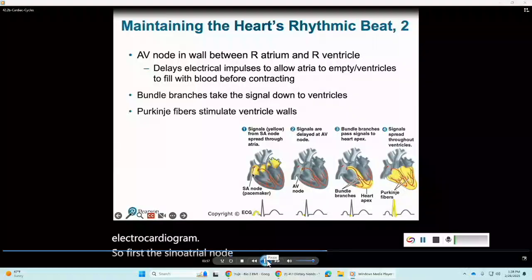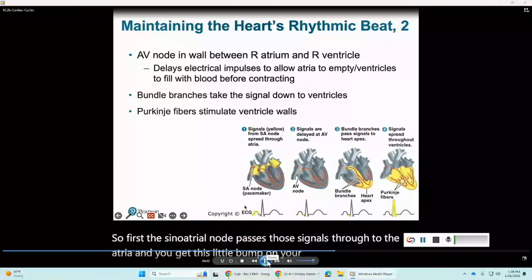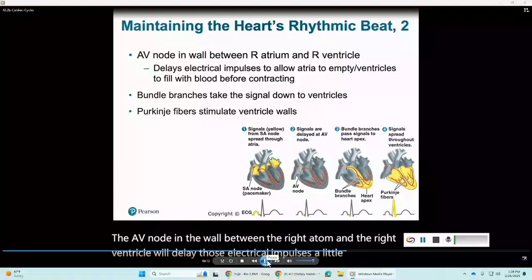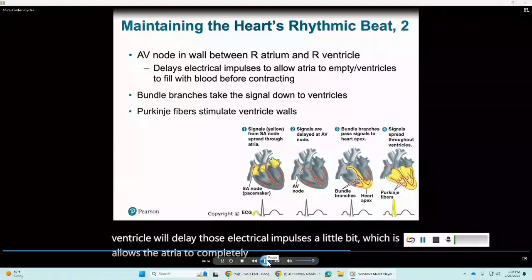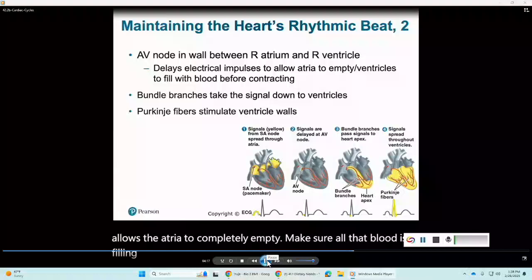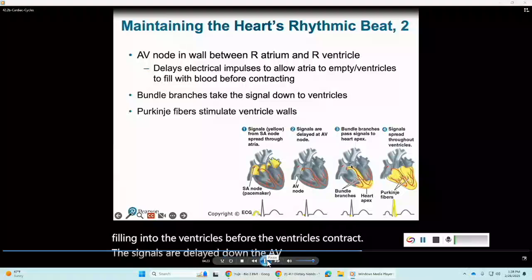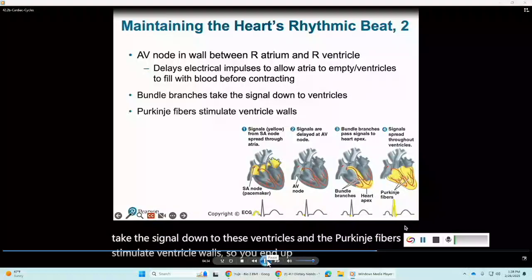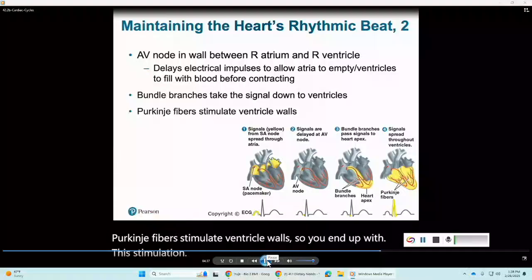So first, the sinoatrial node passes those signals through to the atria, and you get this little bump on your EKG. The AV node in the wall between the right and left ventricle will delay those impulses a little bit, which allows the atria to completely empty and make sure that all the blood is filling into the ventricles before the ventricles contract. The signals are delayed at the AV node, then bundle branches take the signal down to the ventricles, and their Purkinje fibers stimulate the ventricle walls. So you end up with this stimulation.